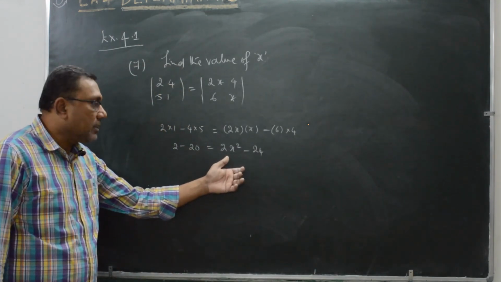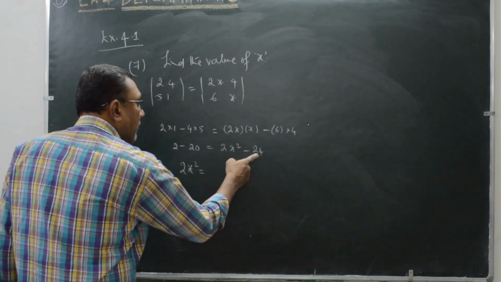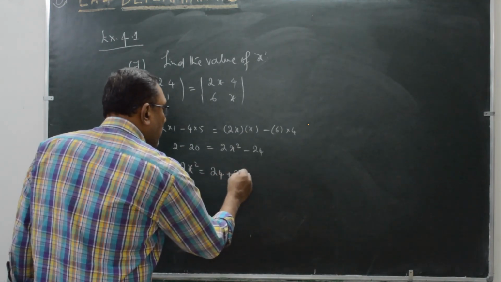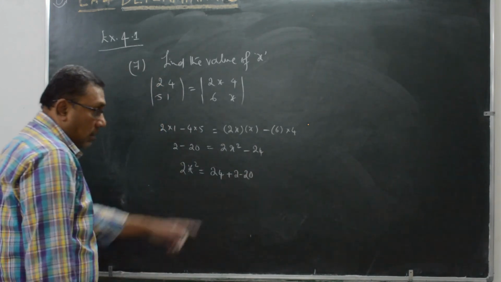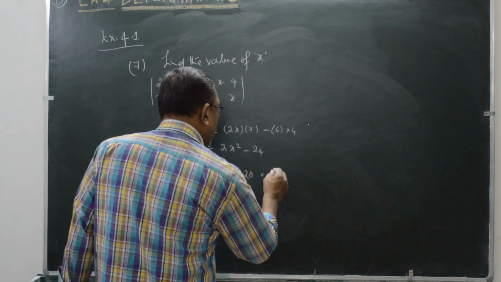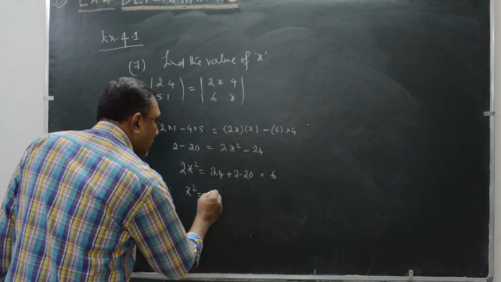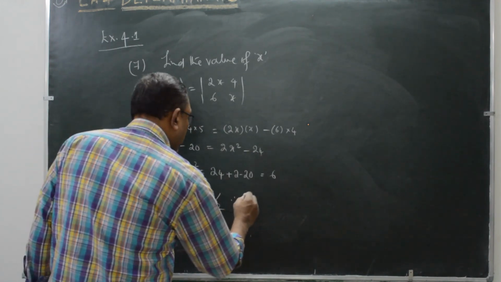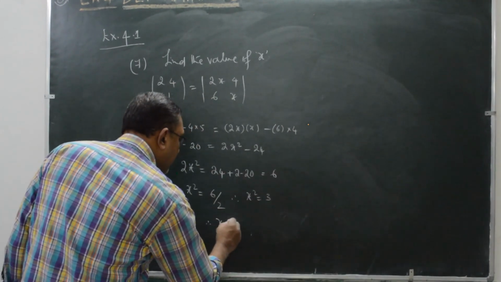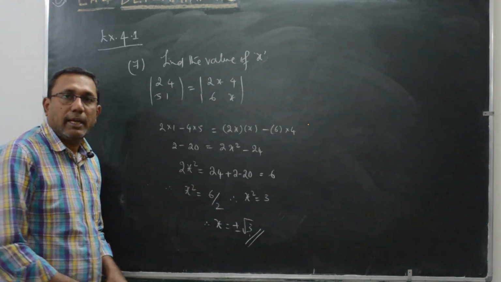I'll retain the x square here and take the number to the other side. What happens? 2x square is equal to, we have 24 as a plus, 24 minus 20 plus 2. So 26 minus 20 is how much? It is 6. Therefore, x square is 6 by 2. Therefore, x square is equal to 3. Therefore, x is equal to plus or minus square root of 3. We could find the value for x.